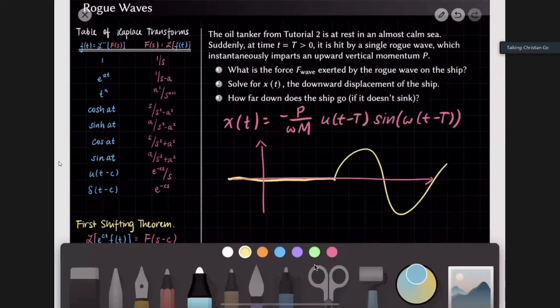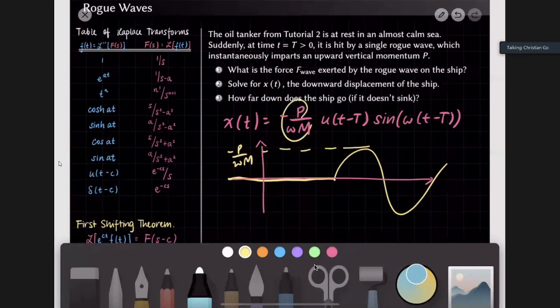What is the amplitude of this? It's the coefficient, minus P over omega m. Does this make sense? Yeah, because it's at rest until time big T. So it's not moving until time big T. And then when time big T hits, there's that push and it starts to oscillate as it normally would. So how far does the ship go down if it doesn't sink? The amplitude, P over omega m.